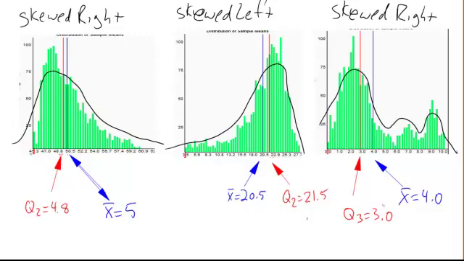The thing to remember is that the mean always follows the skew. It always gets pulled toward that skew. If you remember to estimate the mean by looking at the balancing point, you should be good.